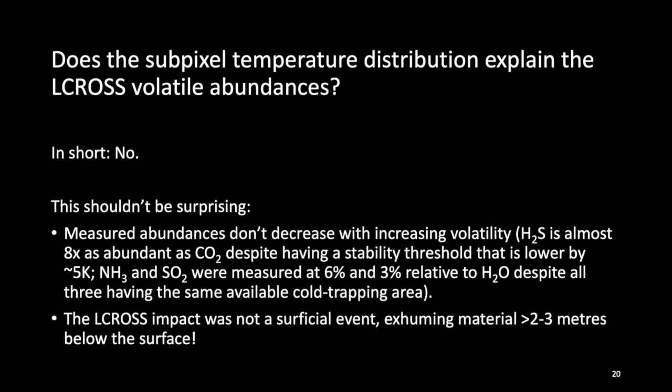This supports orbital evidence that the Moon's volatile contents are strongly limited by delivery sources rather than the available cold trapping area. Additionally, we are modeling surficial temperatures, and the LCROSS impact was not a surficial event. It is estimated that the impact exhumed material at least 2 to 3 meters below the surface. As a result, some of the measured volatiles likely came from the subsurface, where abundances are not as strongly linked to temperature as they are at the surface.